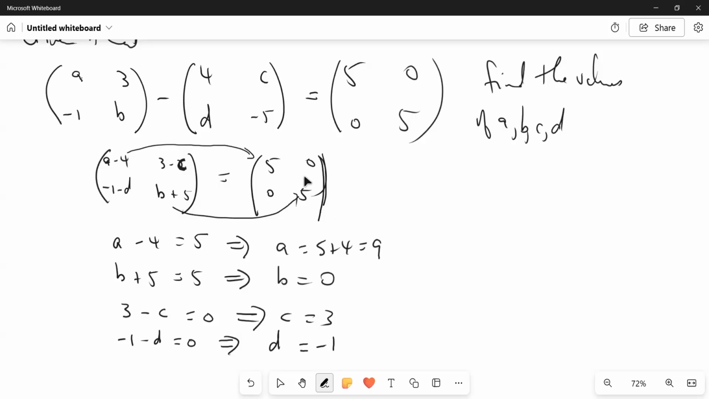What they're simply saying is that when you take this and subtract this, it's equal to that. So you do the subtraction, and if the two matrices are equal, then their corresponding elements got to be equal. Right? So there's a little note you can take: when two matrices are equal, their corresponding elements are equal as well. And from that idea, you can equate one at a time and find the value of the unknowns, A, B, C, and D.